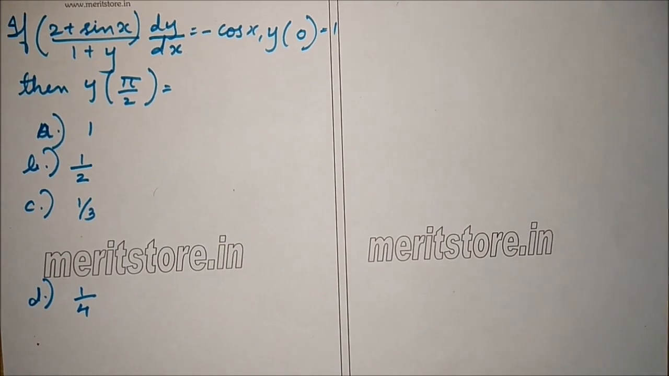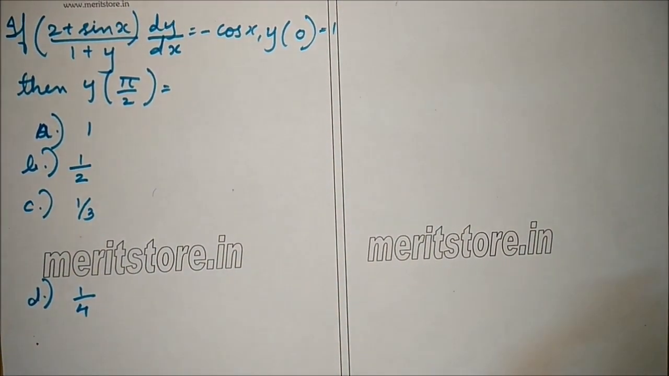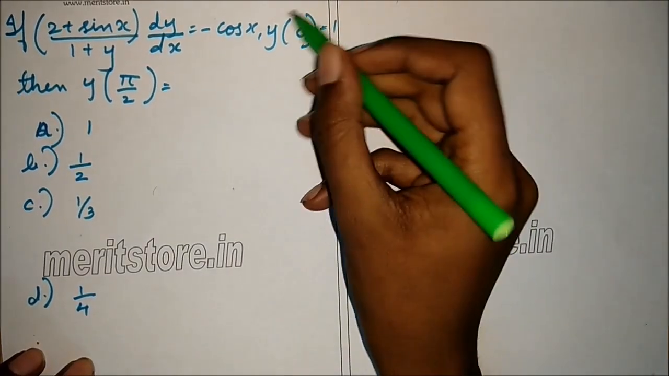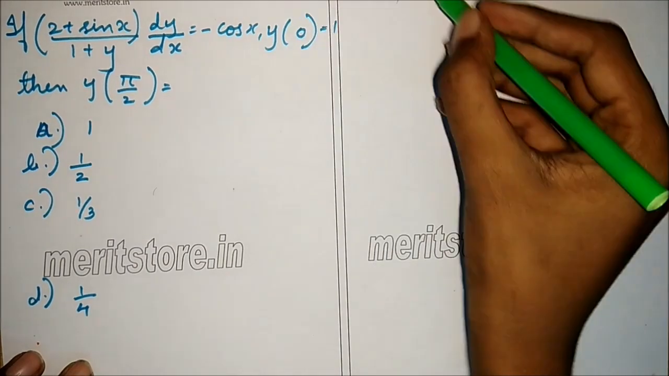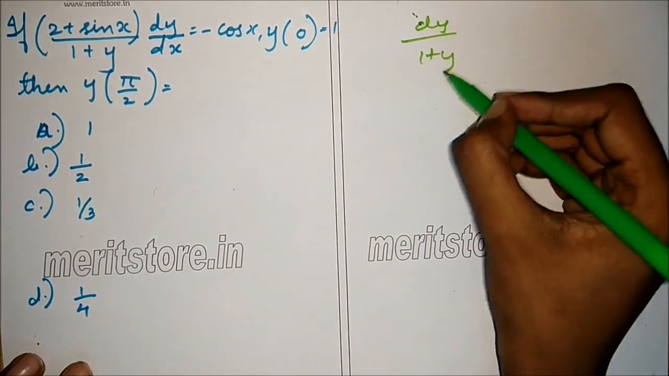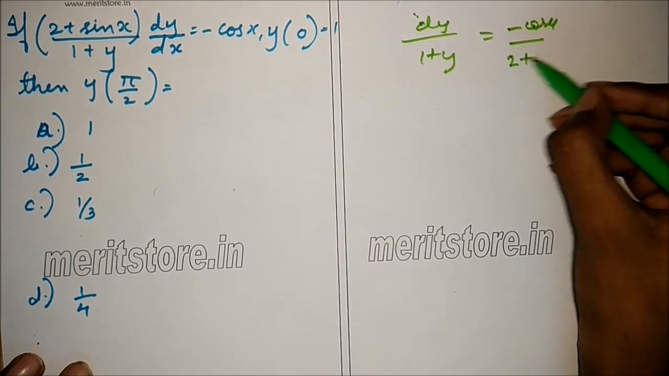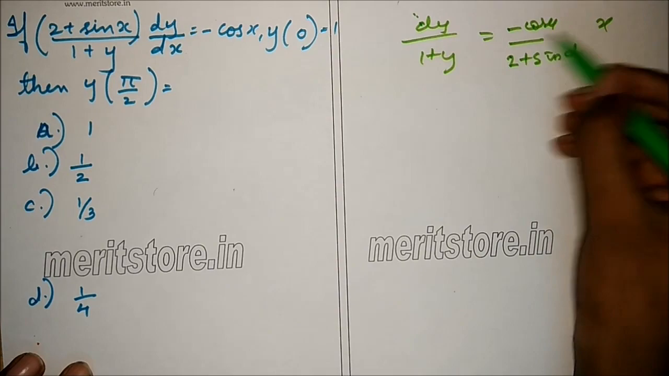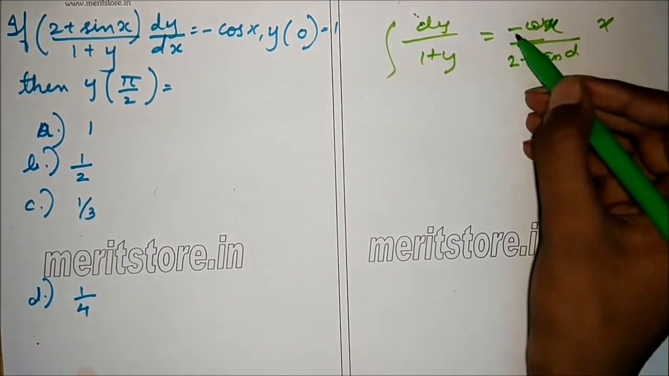If 2 plus sin x by 1 plus y dy by dx is equal to minus cos x, and y of 0 is 1, then y of pi by 2 is what? So first we shuffle the terms. So dy by 1 plus y will be equal to minus cos x upon 2 plus sin x dx. What we did was separate the x terms and y terms. So now we integrate this.